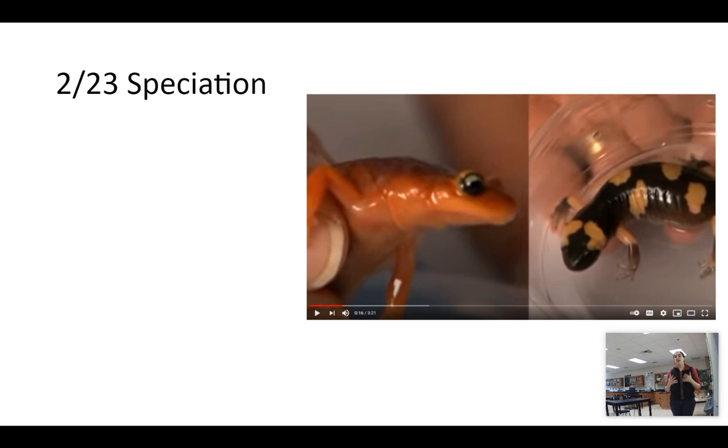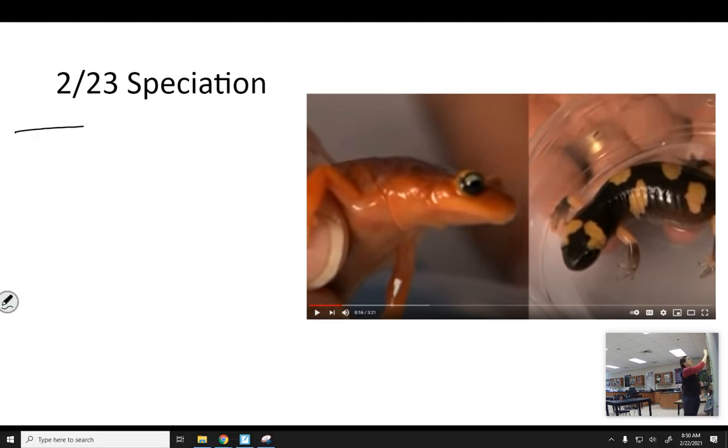So in that video, you saw how one population of salamanders over many generations could move and change so that by the end, they were two completely separate species. So if we think about how this works, here's my really rough map of California. Oh, I need to redo this.